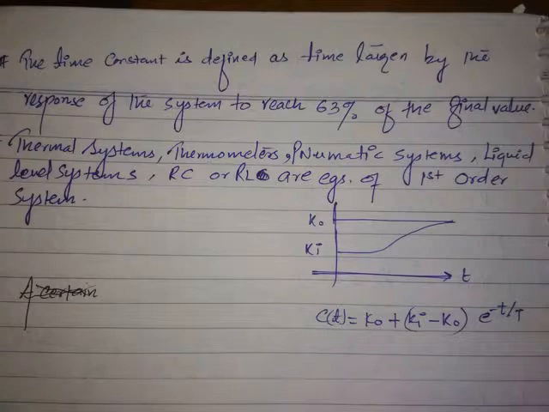Now in this expression, अगर Ki 0 है, इसका मतलब रेस्पॉन्स कहाँ से शुरू हो रहा है? 0 से शुरू हो रहा है. अगर ये 0 से शुरू हो रहा है, then this expression should become this expression. So when you put Ki 0, that expression will change to what? K naught into 1 minus e power minus t by T. So it will change to this expression.